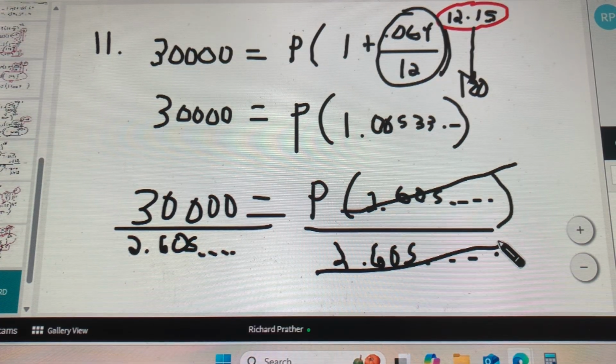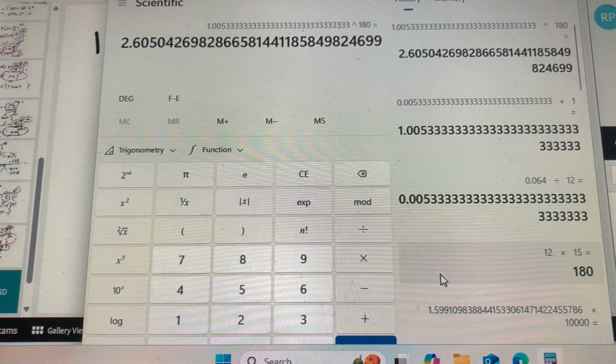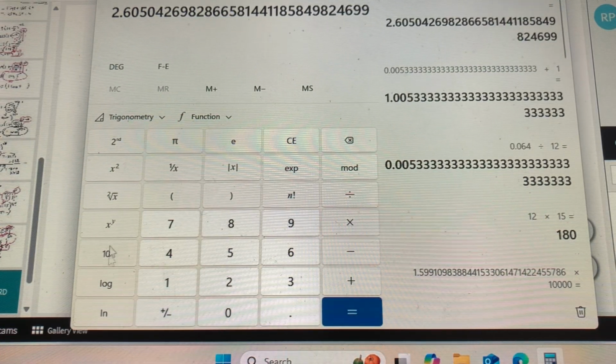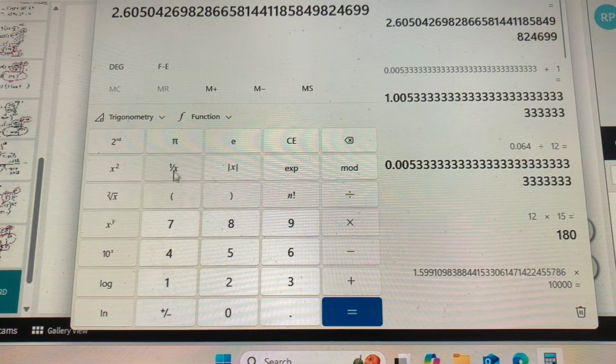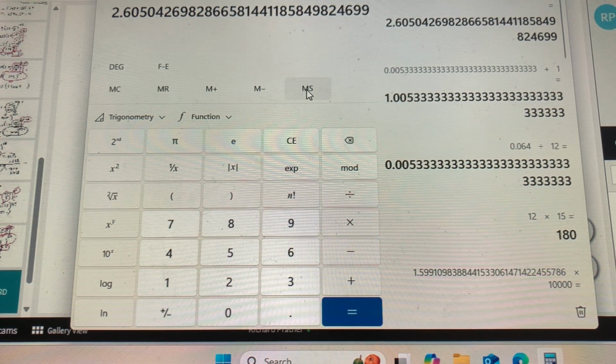The only issue is you can't round this 2.6 number. Don't type 30,000 divided by 2.6. That won't be good enough. Some calculators have a 1 over x button. Also, there's a memory storage. Some calculators have memory store. I'm going to do this both ways. I'm going to store this decimal in memory so I have the whole thing.